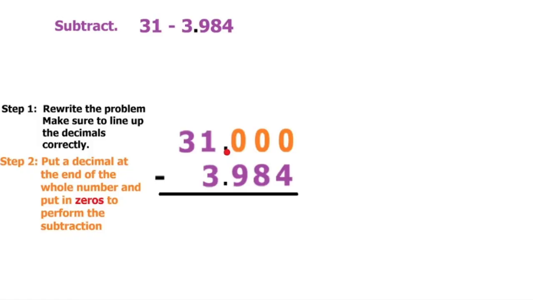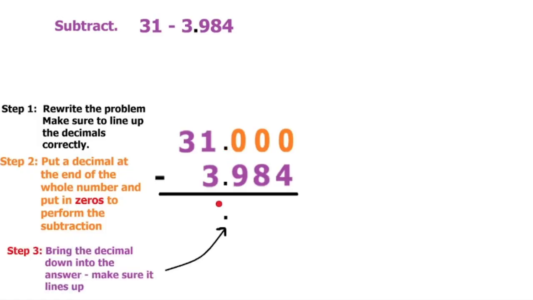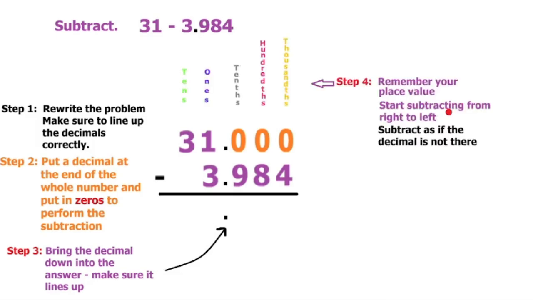Now we bring the decimal down into the answer and make sure it lines up. Now we could just subtract as if the decimal's not there. Just pretend it's not there. So now we just remember our place value and start subtracting from right to left. So we start from here and we go this way. Okay?